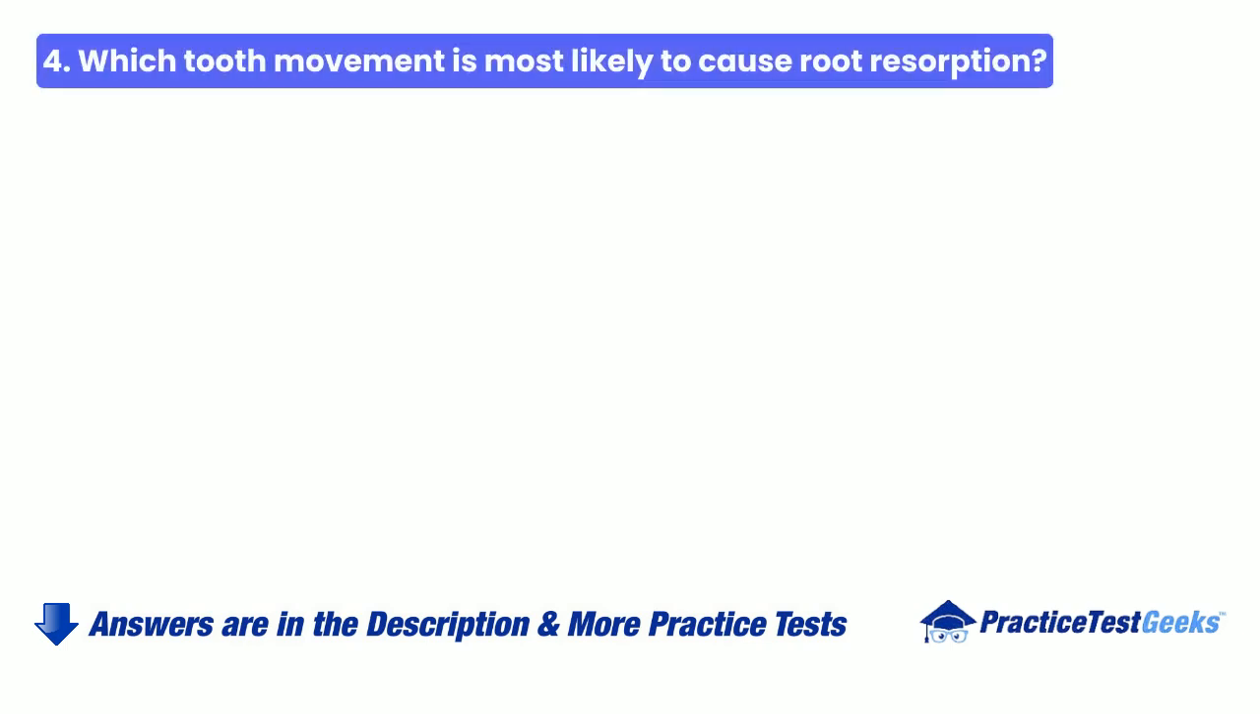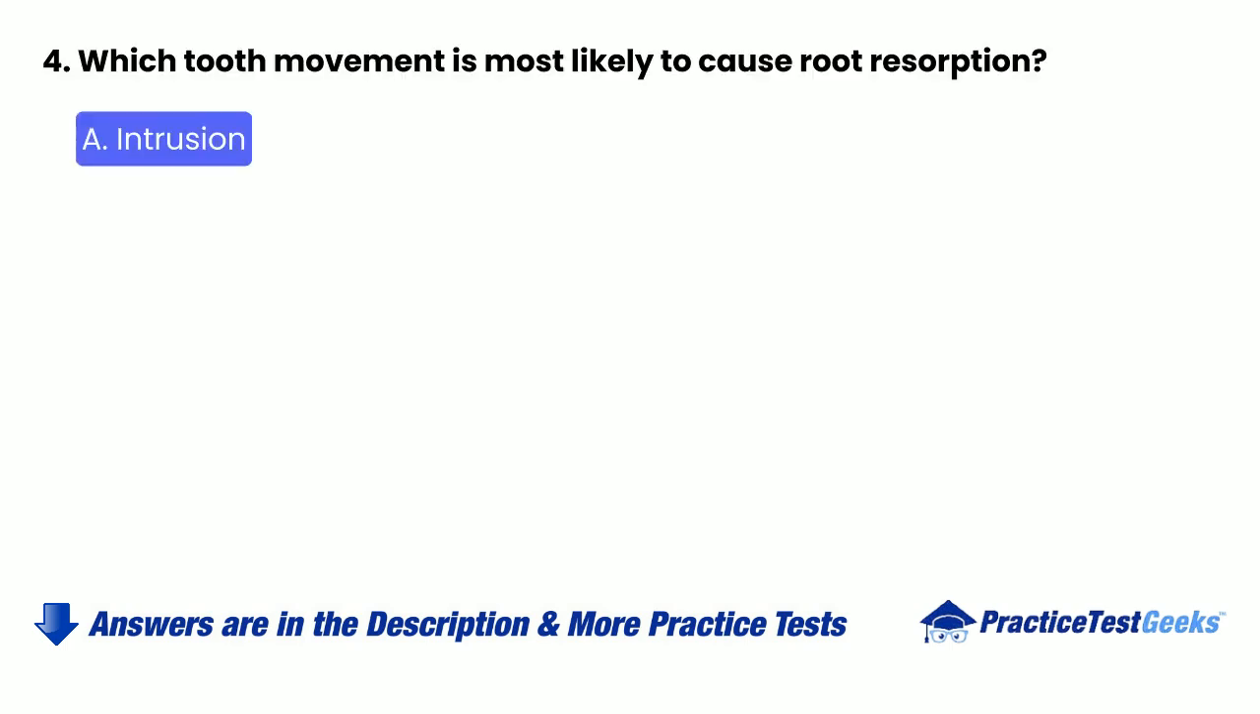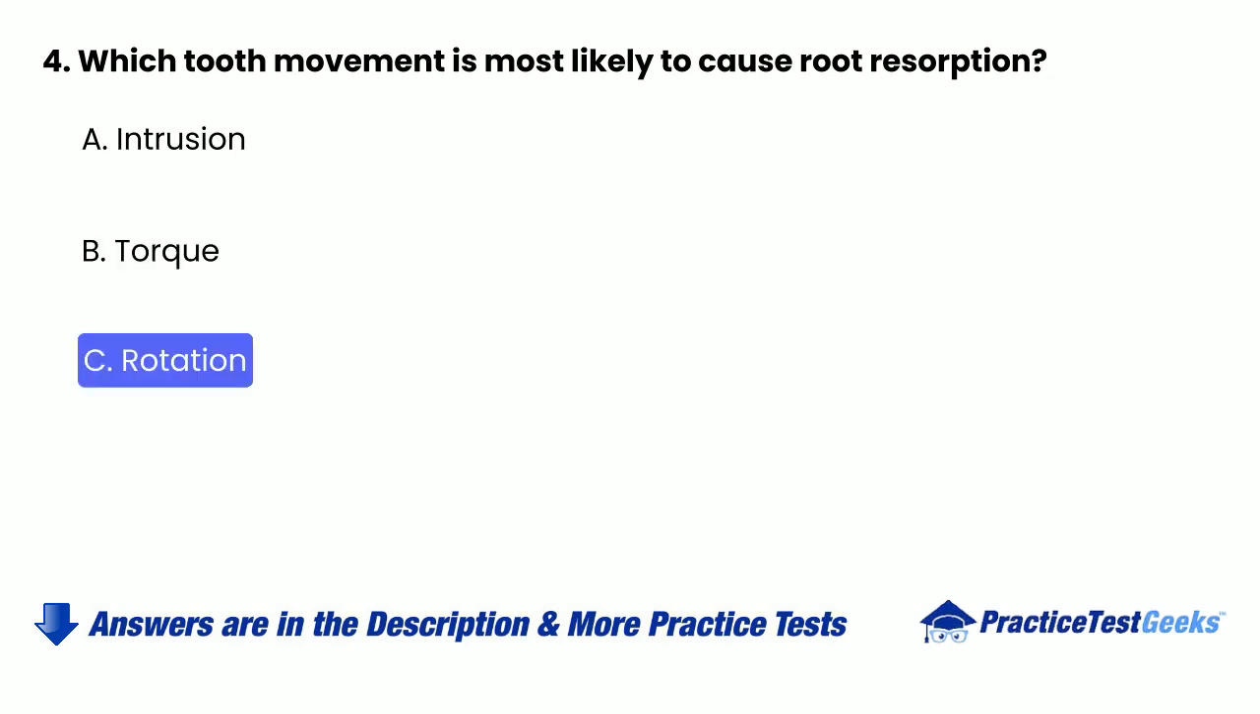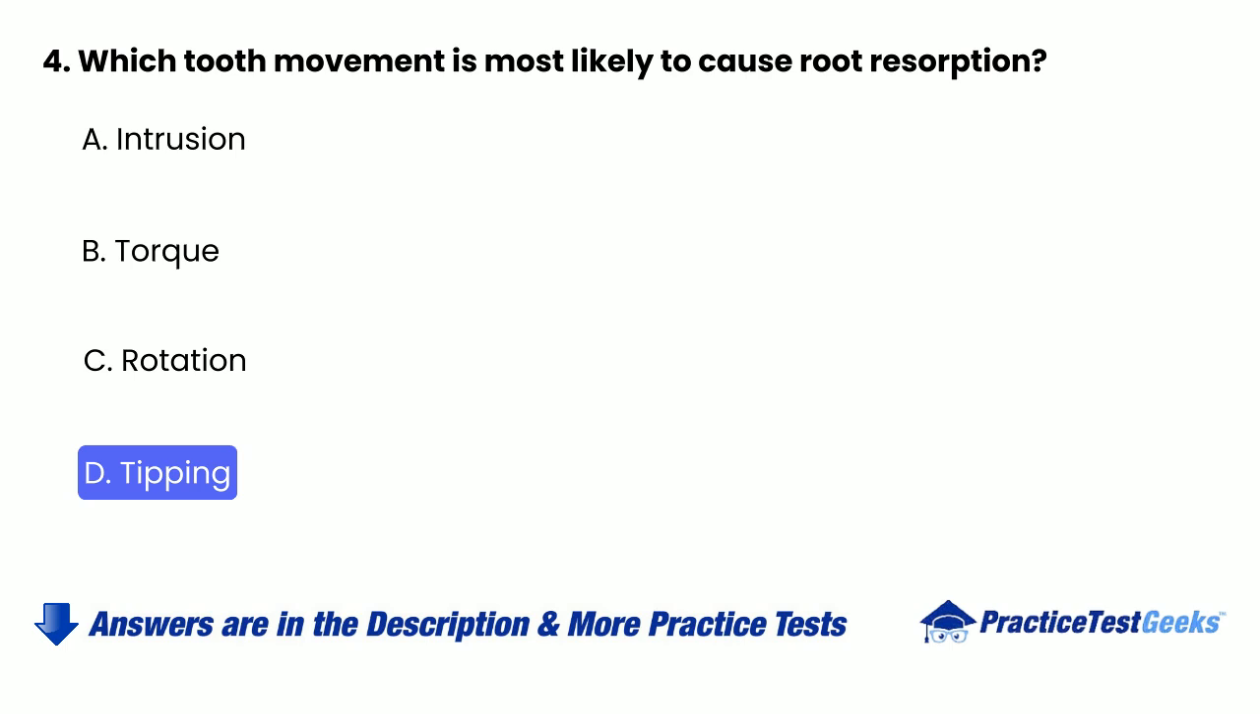4. Which tooth movement is most likely to cause root resorption? A. Intrusion. B. Torque. C. Rotation. D. Tipping.